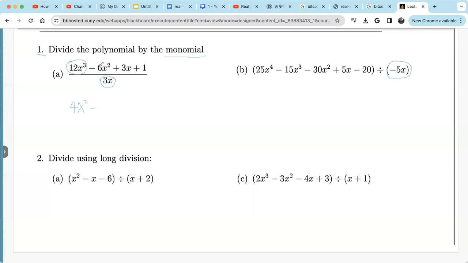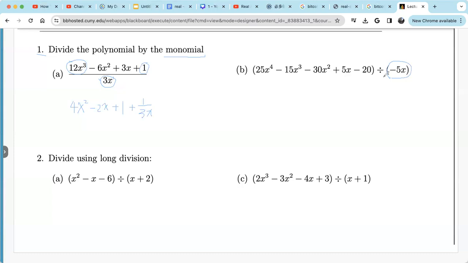The next term is minus. Negative 6x squared divided by 3x. 6 divided by 3, that's 2. X squared divided by x, that's x. Next term is plus 3x divided by 3x, that's 1. Something divided by itself is 1. Now, the last one is also plus. What is 1 divided by 3x? This is 1 over 3x. That's it. So we still have 4 terms.